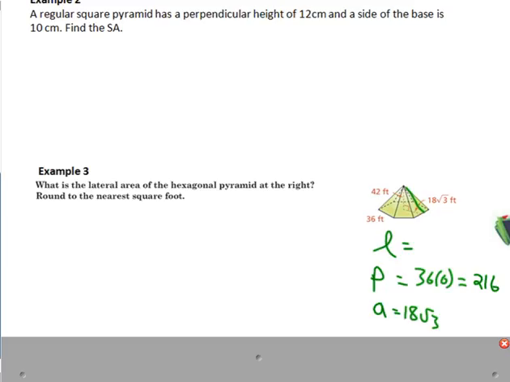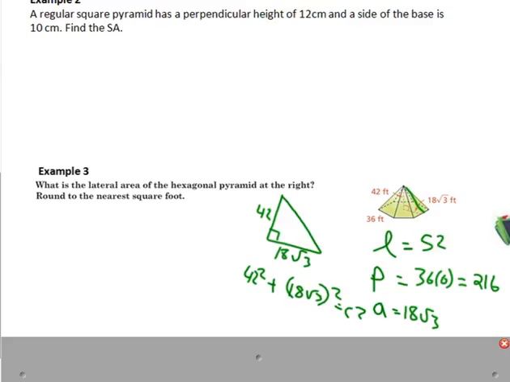The slant height, we could do a couple of different ways. I'm going to pull out that right triangle that's in there. So this is 42, and the other leg is 18 square roots of 3. You can use the Pythagorean theorem and solve it that way: 42 squared plus 18 square roots of 3 squared equals c squared. You get a slant height of about 52. Again, rounding isn't great till the very end, but it'd be 52.3.